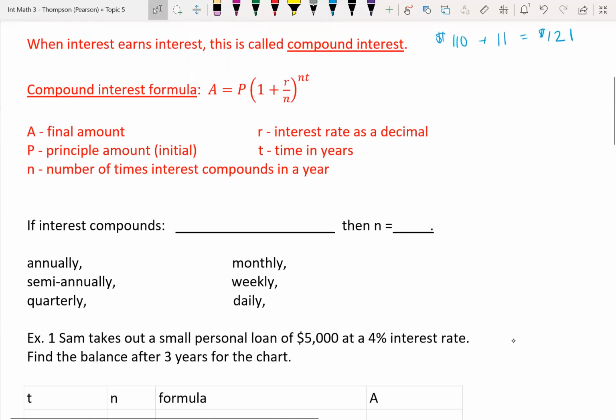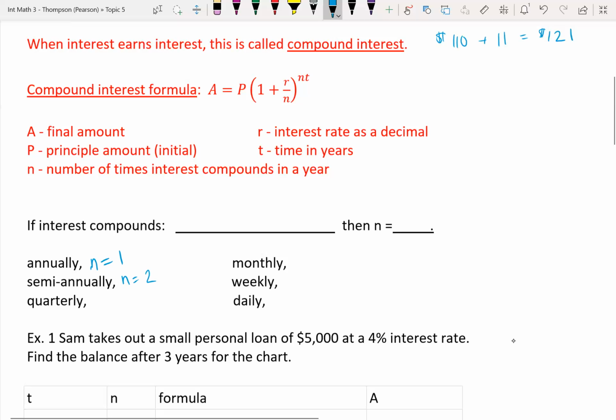I have this little statement. So if interest compounds blank times a year, then N is equal to so many. So that's what we're working with a little bit here. For example, if interest compounds annually, annually means once a year. So then N represents the number of times a year. So if something's compounded annually, that means that N is equal to 1. If something is compounded semi-annually, when I think of semi-annually, I think of a lot of stores have semi-annual sales, and that means twice a year. So semi-annual means 2 times, or you could think of semi, which means half.